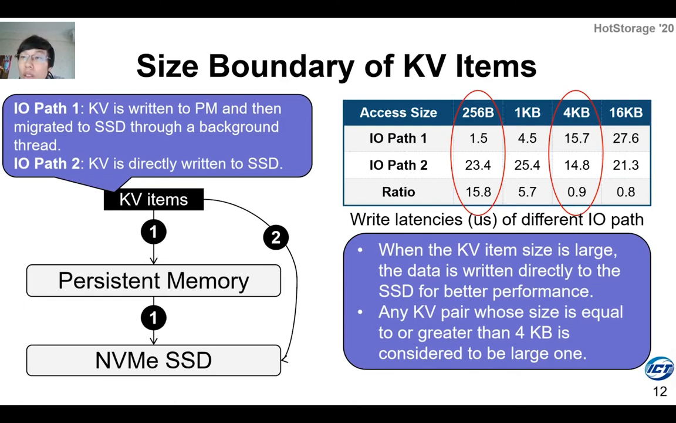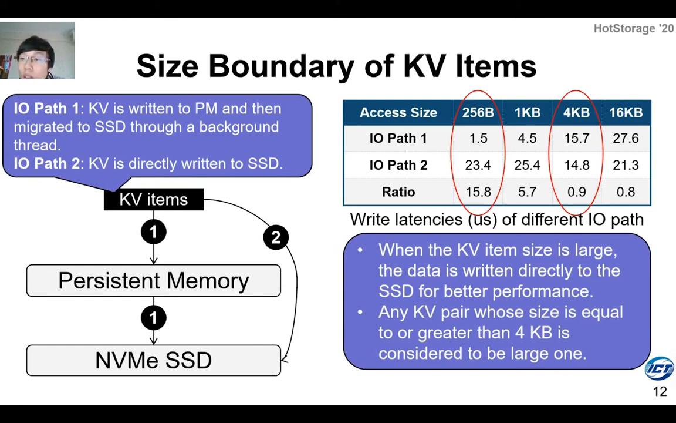The ratios indicate the write latency benefit of writing key value pairs in persistent memory first and then migrating to SSD. As shown in the table, the benefits start to decrease when a key value item is equal to or greater than 4 kilobytes. This is because the background migration consumes more persistent memory bandwidth for migrating larger key value items.